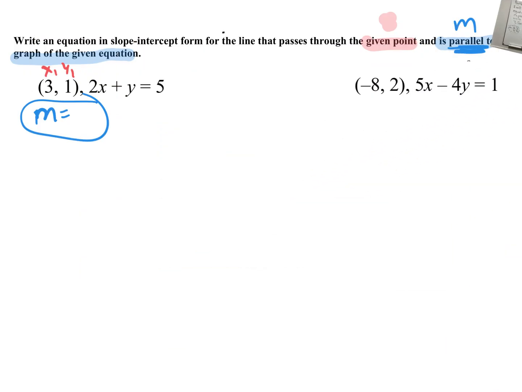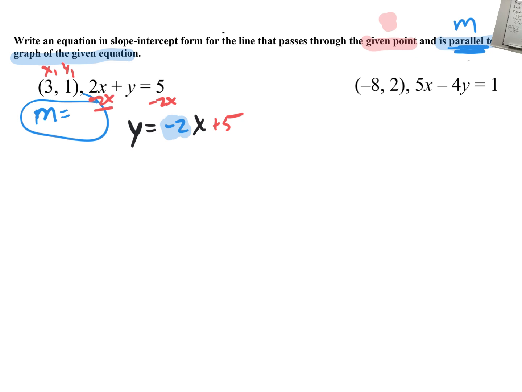So let's take this equation right here. Let's get y by itself. We're going to get rid of the 2x by subtracting 2x and subtracting 2x. So our equation is going to be y equals negative 2x plus 5. And that is in slope-intercept form. And now we can actually see the slope. What is the slope? The slope is negative 2, right?